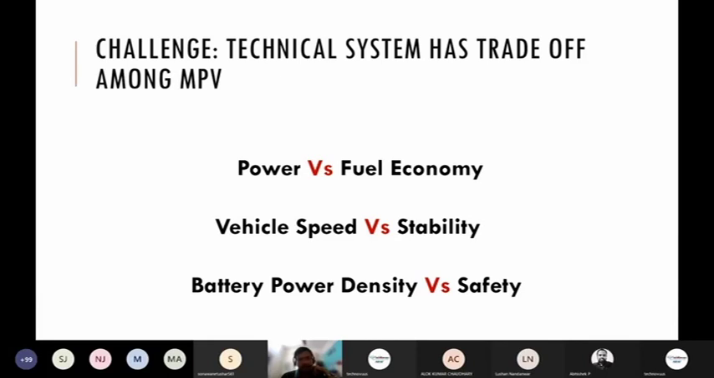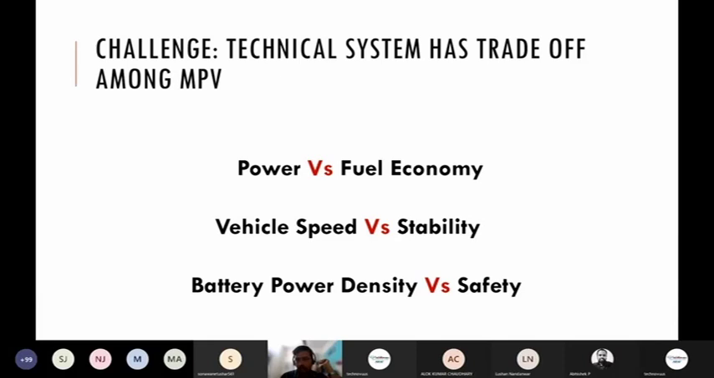Battery power density versus safety, right? I can't just keep increasing the power density of my battery, making it compact and compact and compact. We have seen what happens when somebody exceeds the power density beyond the limit, in your laptops and your mobile phones. We have seen those cases everywhere. So the point I want you to carry is this word called trade-off. We also call it a contradiction, that prevents us from improving the ideality as much as possible.